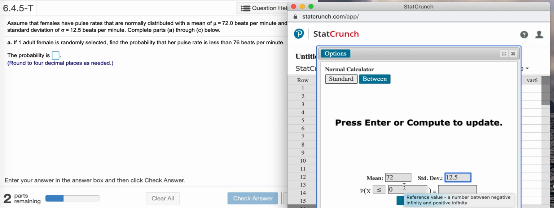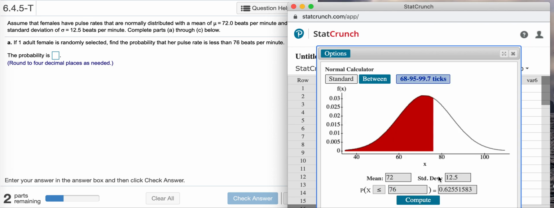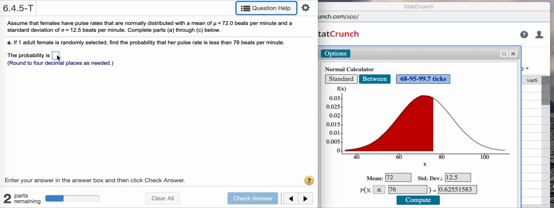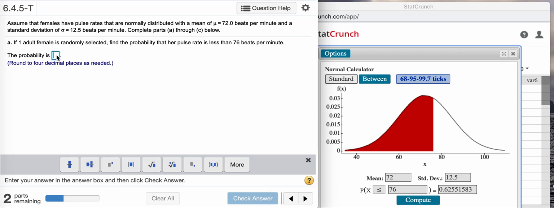If one adult female is randomly selected, find the probability that her pulse rate is less than 76 beats per minute. So here, I'm already, probability x is less than or equal to, and I'll say 76 and press compute. And so I'll find the probability to 4 decimal places to be 0.6255.